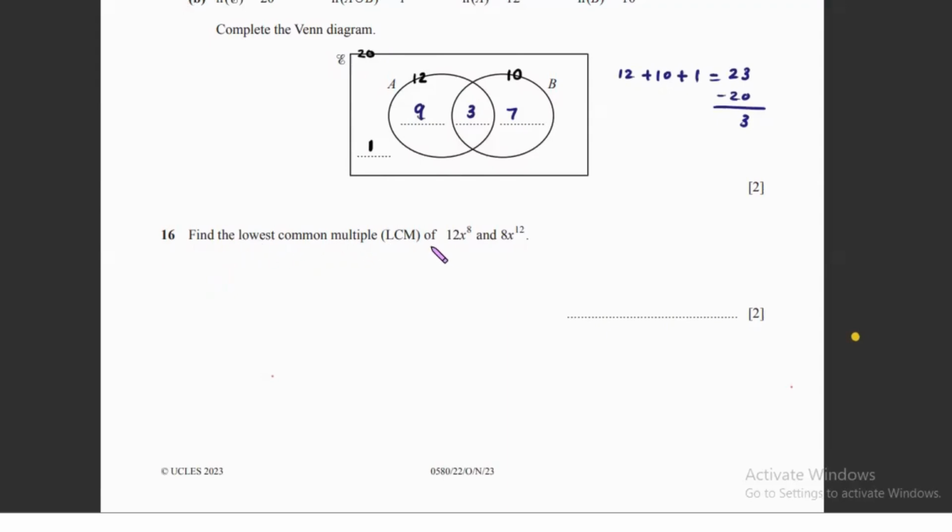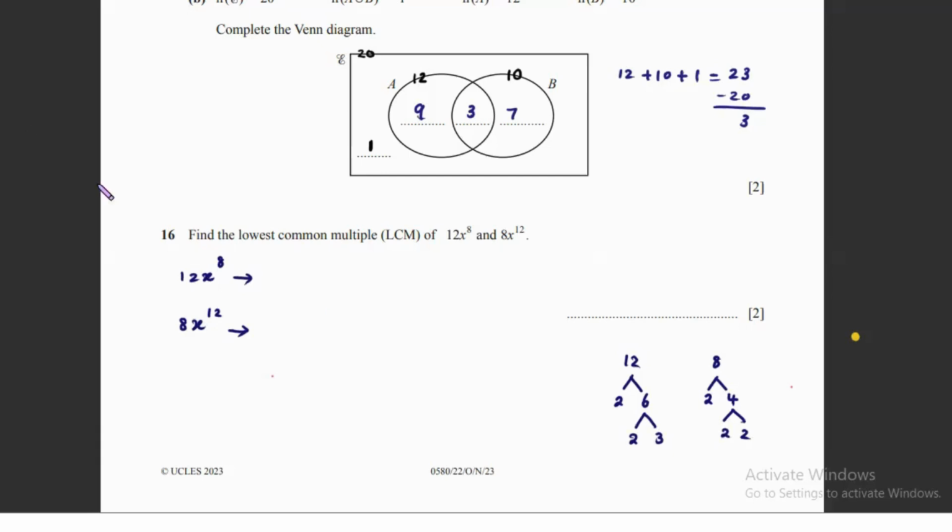Find the lowest common multiple, LCM, of 12x to the power 8 and 8x to the power 12. So the two terms given to us are 12x to the power 8 and 8x to the power 12. So I'm going to first draw the factor tree for the two numbers. So I have 12 and 8. 12 can be divided by 2, you get a 6. 6 can be divided by 2, we get a 3. This 8 can be divided by 2, you get a 4. Divide the 4 by a 2, we get a 2.